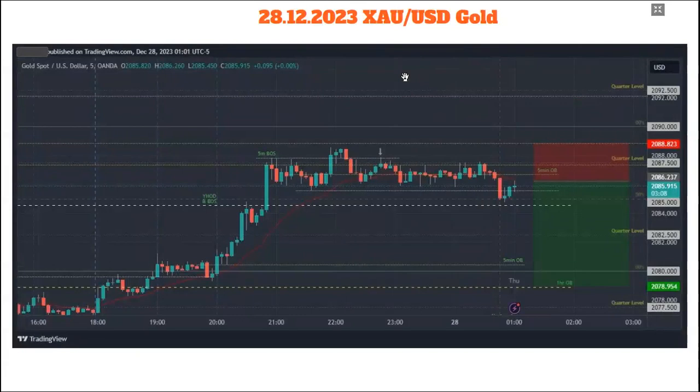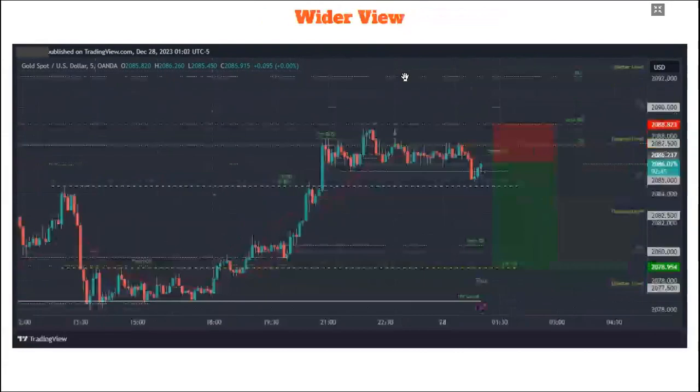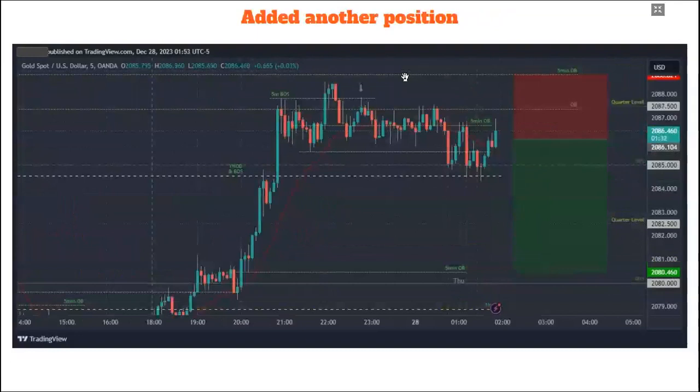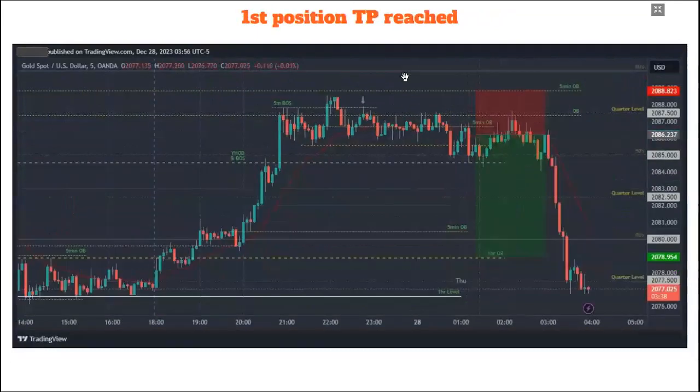And here we have the 28th of December 2023, gold. This is the before. This is a wider view of the chart. I then added another position because I saw price action supporting further bearish. Price eventually reached both take profits.